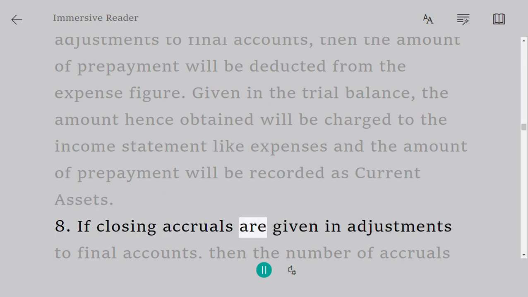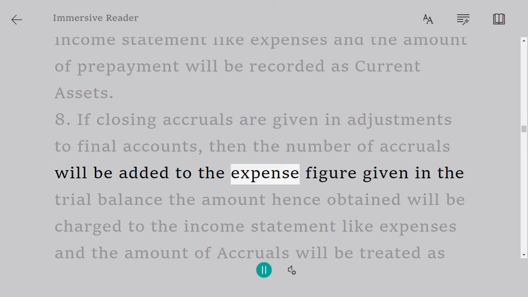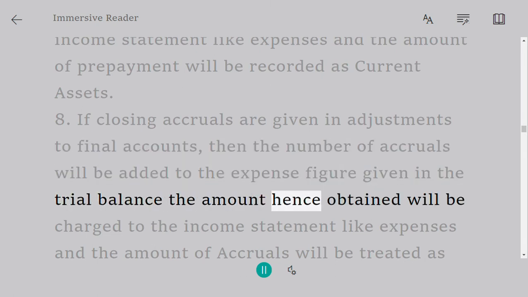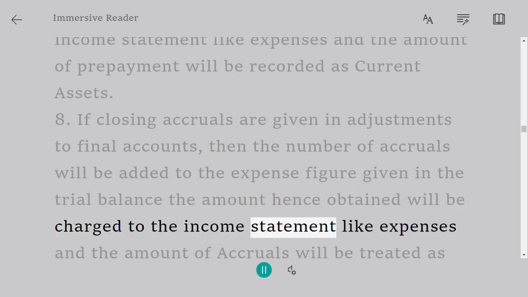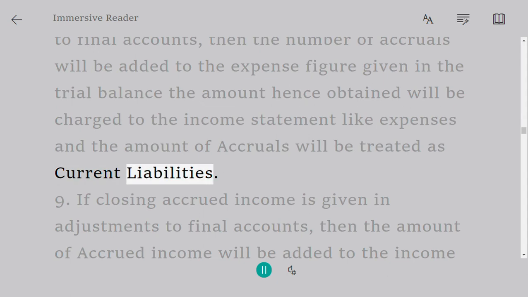8. If closing accruals are given in adjustments to final accounts, then the amount of accruals will be added to the expense figure given in the trial balance. The amount hence obtained will be charged to the income statement like expenses, and the amount of accruals will be treated as current liabilities.